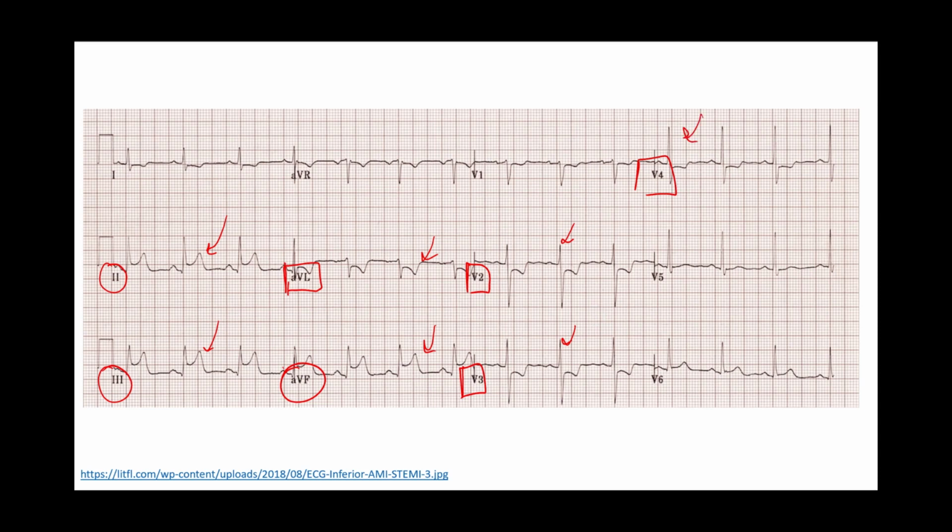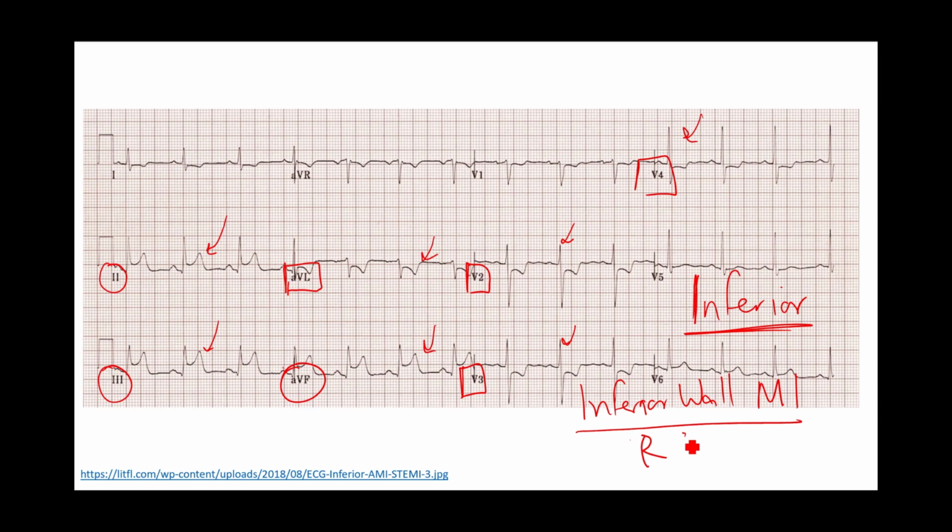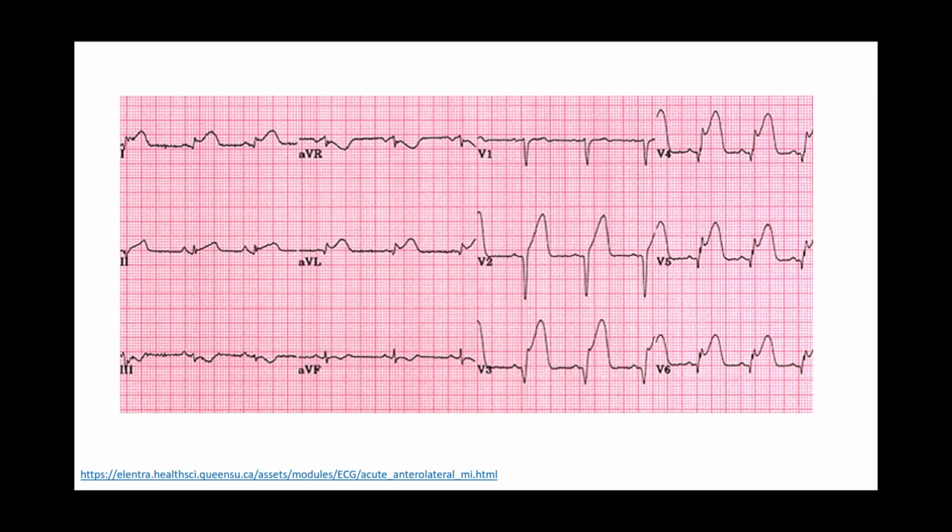What is going on here? So we have ST elevations involving 2, 3, and AVF. These are all inferior leads. They're reflecting the inferior view, or the inferior portion of the heart. We also have reciprocal changes involving other parts of the heart, most prominently in the anterior portion of the heart. This is a classic EKG finding of inferior wall myocardial infarction, most likely a result of occlusion of the right coronary artery.